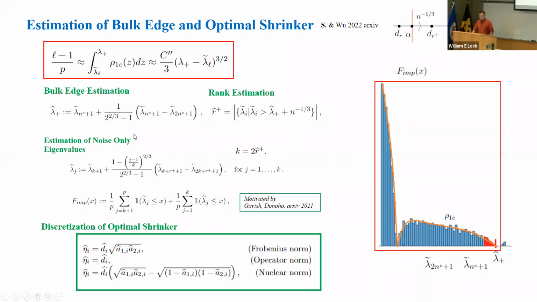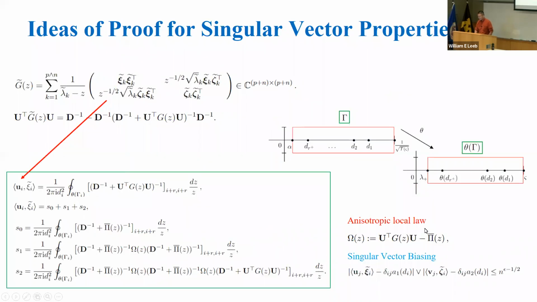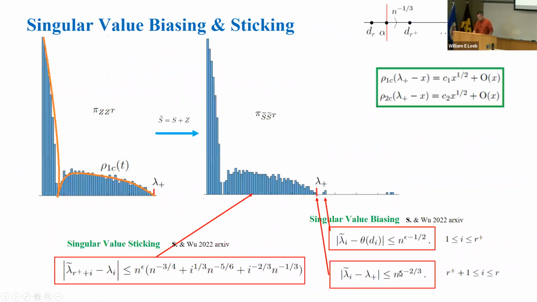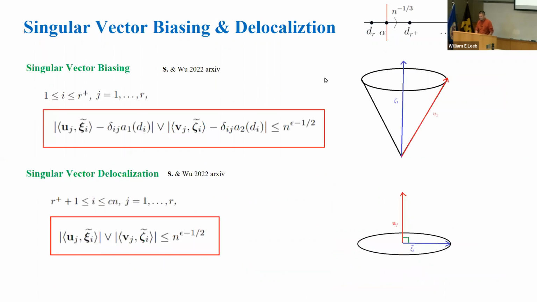And similarly, besides the bulk edge, we can remember that our results also show that the other eigenvalues, from 1 to r plus, will pop out. But the other eigenvalues will be around the bulk edge. They will be very close to lambda plus.